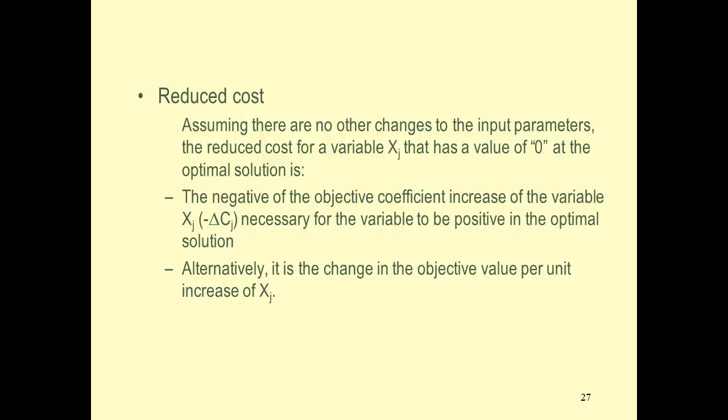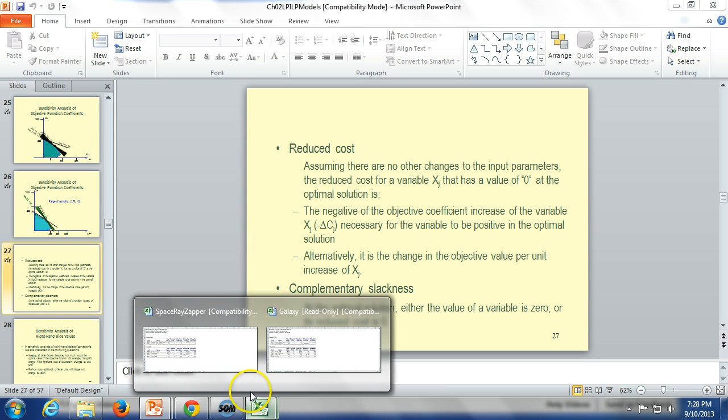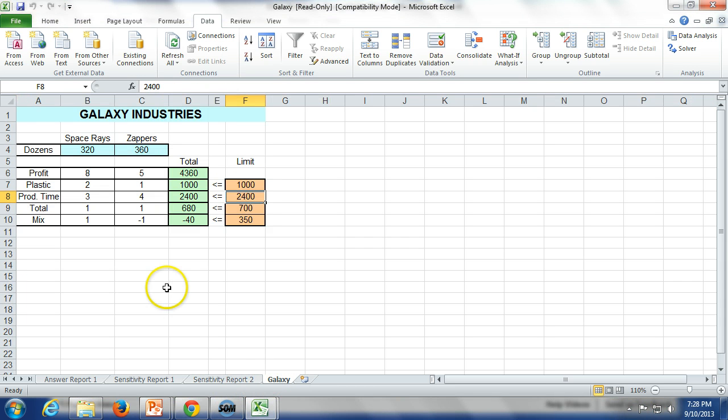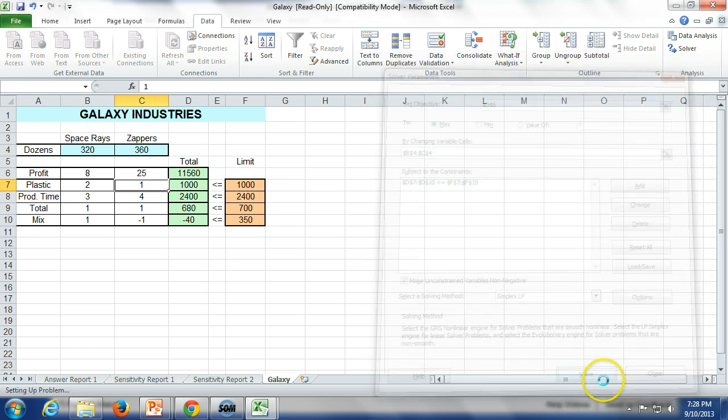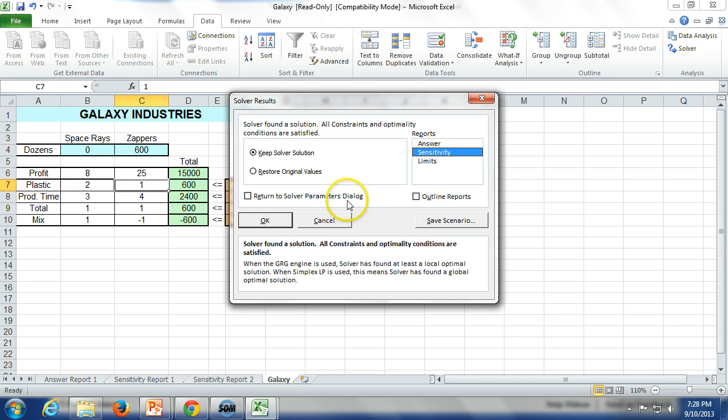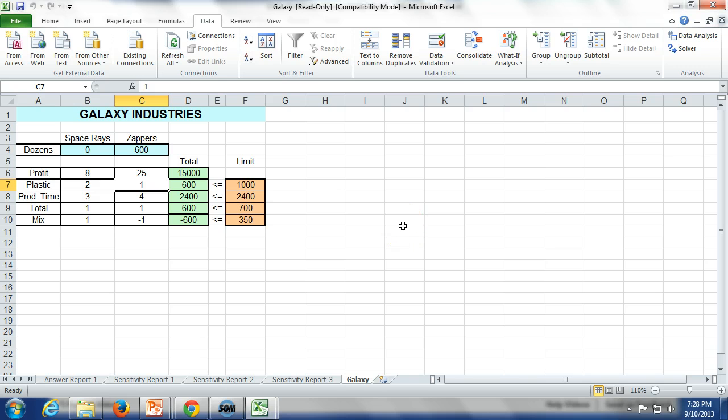All right, now I know that was out of left field, very theoretical, but let's take a look at it. If I change this slightly, let's make it so that zappers are ultra profitable. Let's say we make 25 bucks for every dozen zappers. And let's resolve this. Let's click solve. And as expected, it moved all production to zappers, right? Because it's the more profitable product. It moved all production to that.